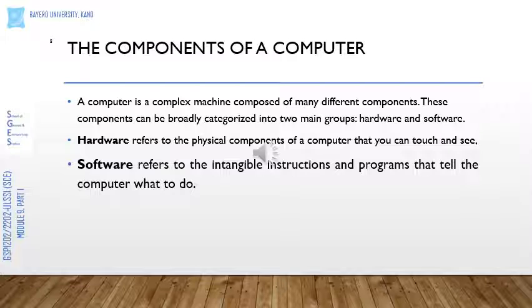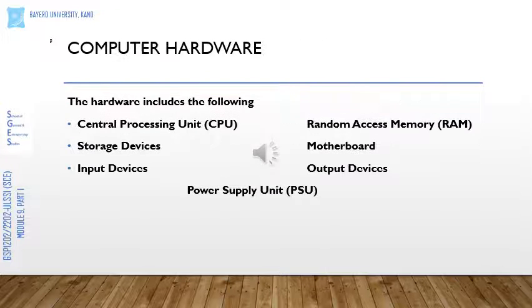The other part of the computer is the hardware. This refers to the physical components of the computer that you can see and touch. There are lots of parts that are grouped under the computer hardware, but for today's class, we'll be talking about just 7 of them, and the 7 of them are displayed on your screen. We'll do an in-depth analysis of each of them.